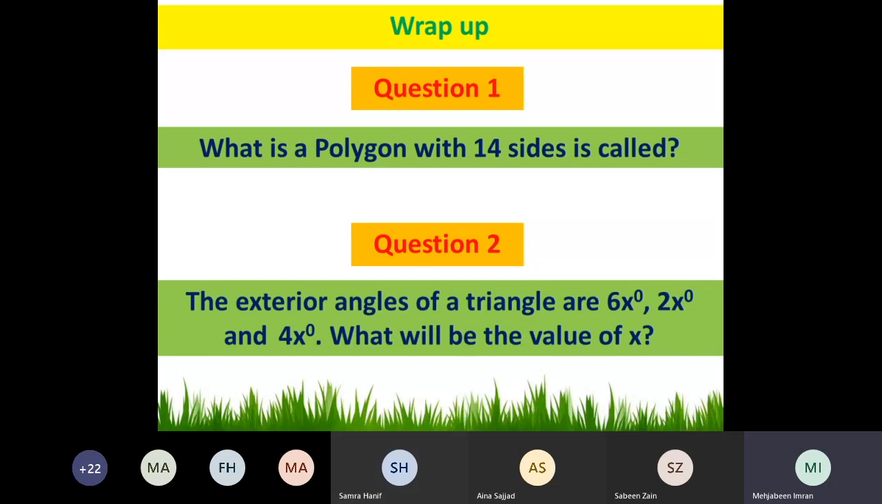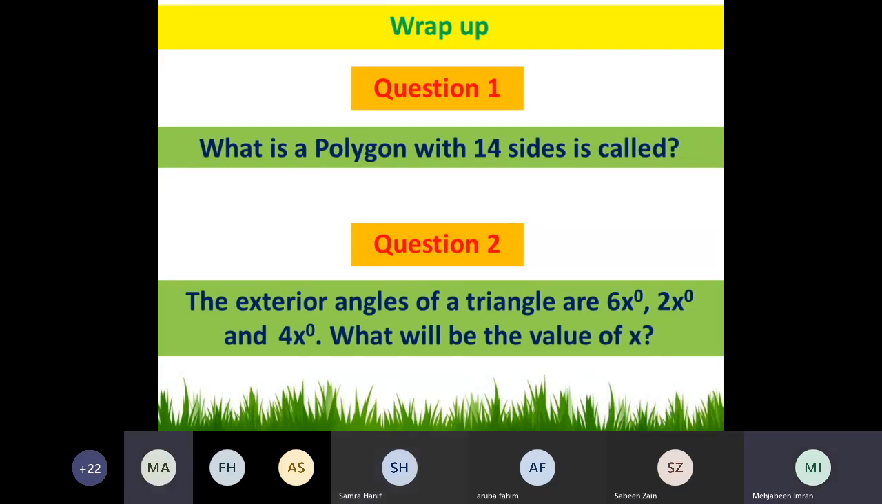Question number 2. The exterior angle. For this you need working. This is the thing we just did right now. The exterior angles of a triangle are 6x, 2x, and 4x. What will be the value of x? 30. All of you got it? How did you get it? Can you explain, beta?